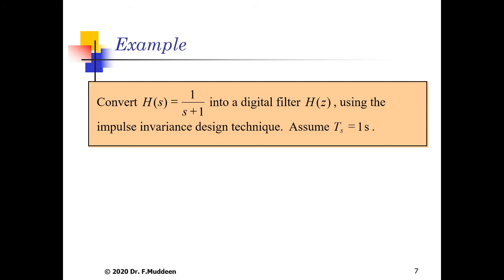So we're starting off here with H(s) equal to 1 divided by s plus 1, and we need to convert this into a digital filter H(z). We're going to be using the impulse invariant design technique, and once we have this design technique, we would have to assume a sampling time or a sampling frequency. Typically it's given to you. If it's not given to you, assume one and just use it throughout the entire design.